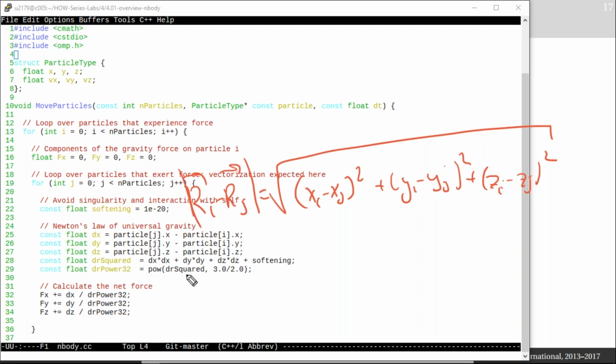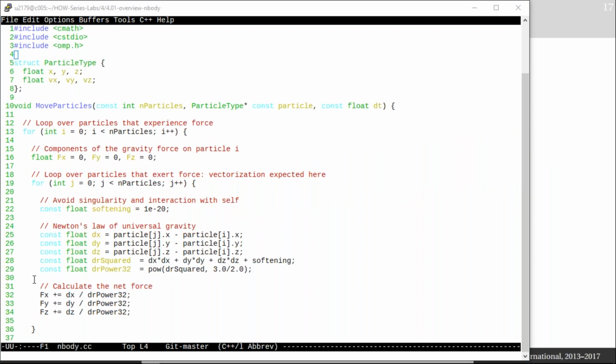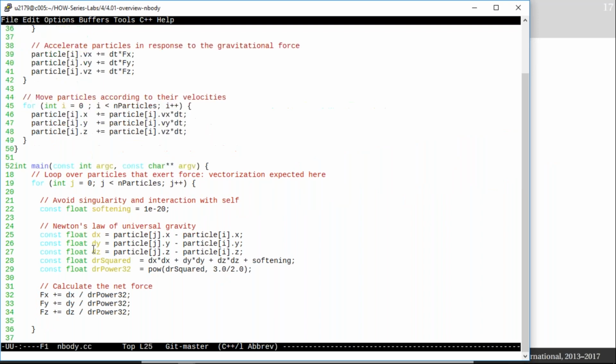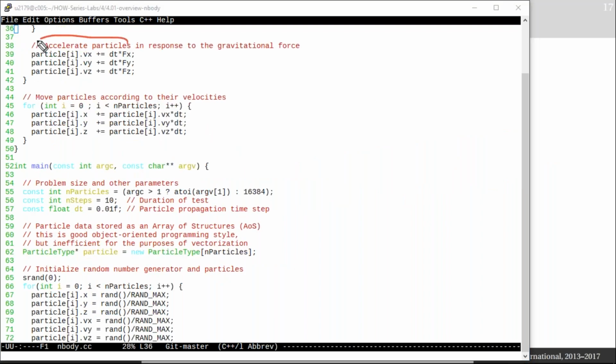And because I need it in the denominator cubed, I use the power function. And then I accumulate the force in those temporary variables. This is the force on particle I. Once I have the force on particle I, I use this force to solve the equations of motion using the first order Euler method. And then once I know the updated velocities, I solve for coordinates using the same method.